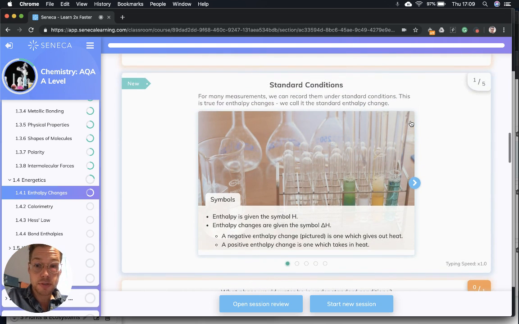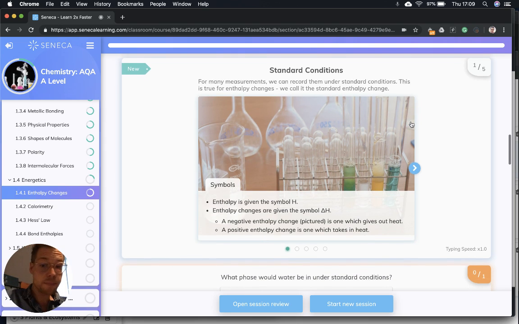Now we are going to move on to talk about standard conditions. For many measurements, we record them under standard conditions, and this is true for enthalpy changes. We call it standard enthalpy change. Enthalpy is given with the symbol H, and enthalpy change is given with the symbol delta H. That's capital delta, it's a Greek letter, and it looks a little bit like a triangle. Well, it is a triangle, so it doesn't just look like one.